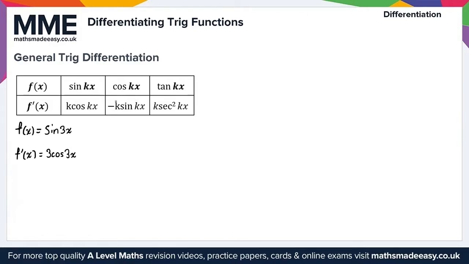For cos now, let's say we have f of x is equal to cos 4x. If we differentiate this, we obtain f prime of x, and this result would be minus 4 sin 4x. And finally for tan x, let's write this as f of x equal to tan of 2x. If we differentiate this with respect to x, f prime of x, using our table here, would give us 2 sec squared 2x.